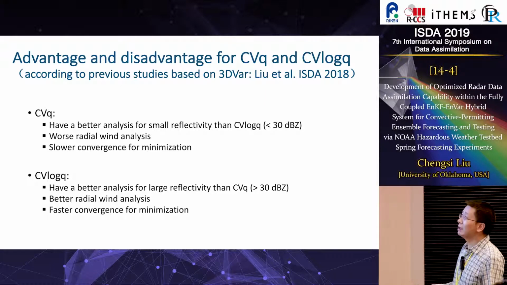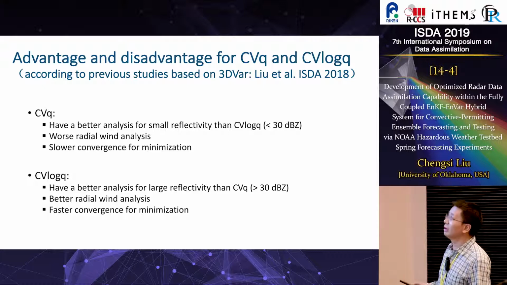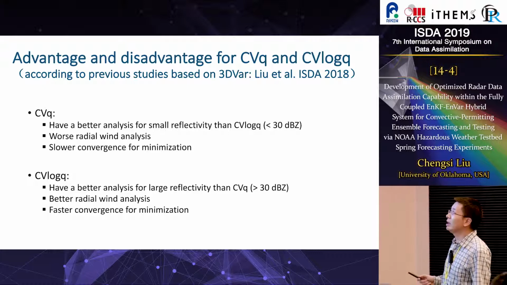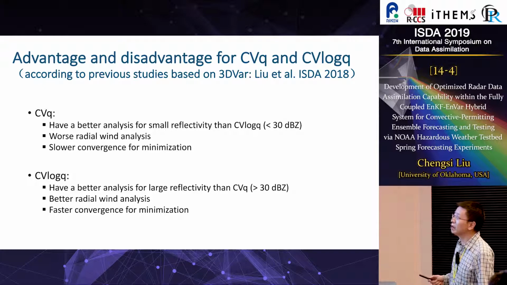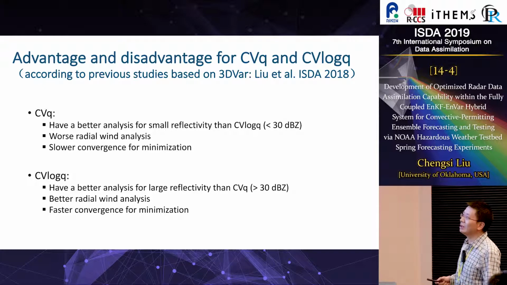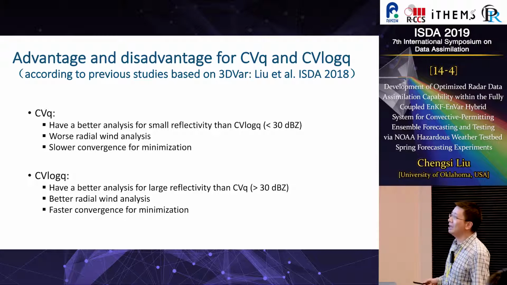In this slide I want to remind you of last year's conclusion. We compared the CVQ and CV log Q based on the 3DVAR, and we found CVQ has a better analysis for small reflectivity, but has worse radial wind analysis and slower convergence. But CV log Q has better analysis for the large reflectivity, better radial wind analysis and faster convergence.